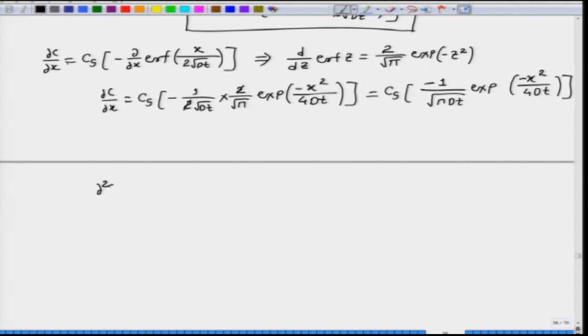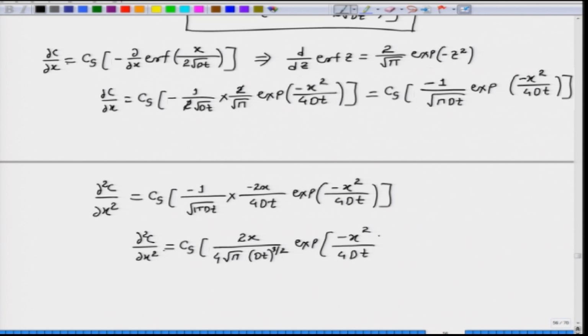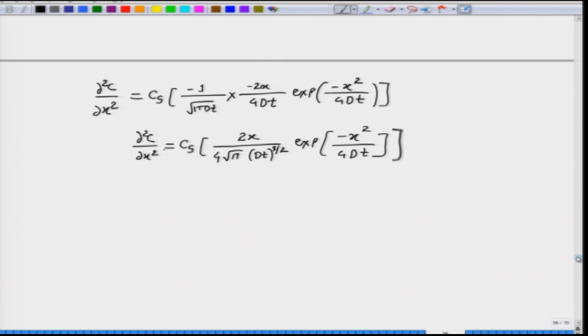Now, let us look at the curvature, which is the second derivative, that should be minus 1 over root pi dt times minus 2x over 4 dt exponential minus x square over 4 dt, and so is equal to 2x over root pi times dt to the power 3 by 2, and there is also a factor of 4, exponential minus x square by 4 dt. So, the curvature is positive.